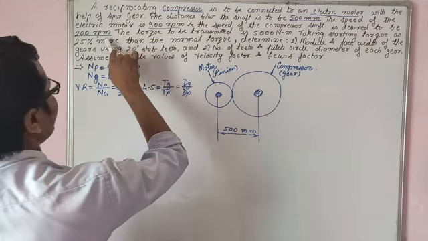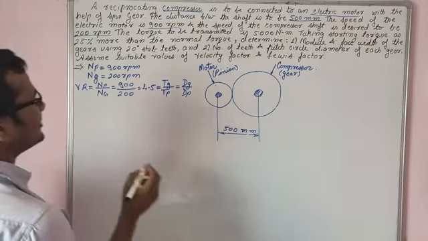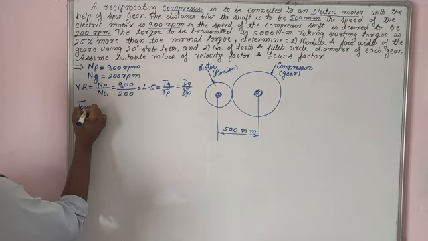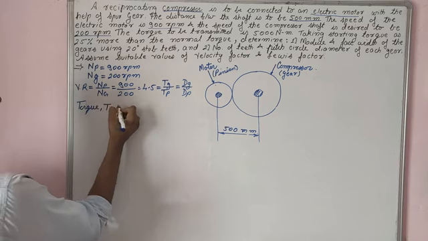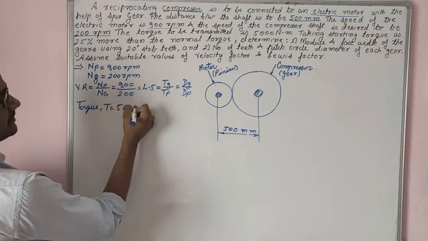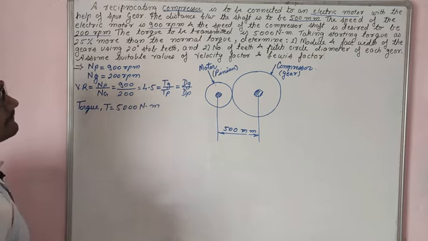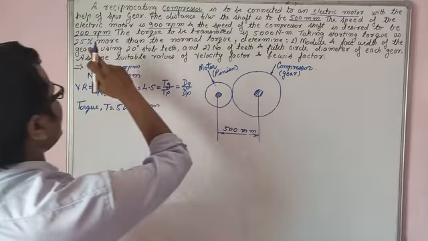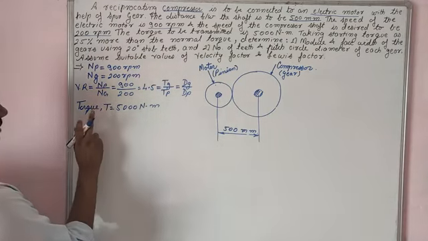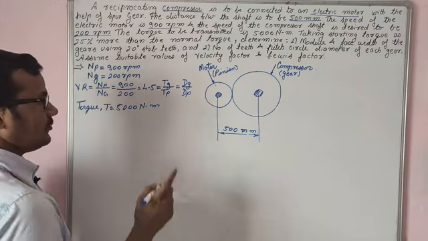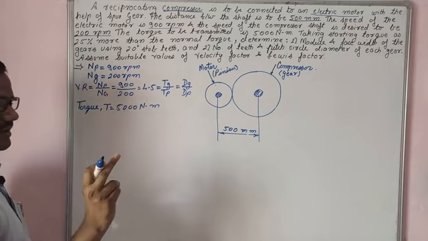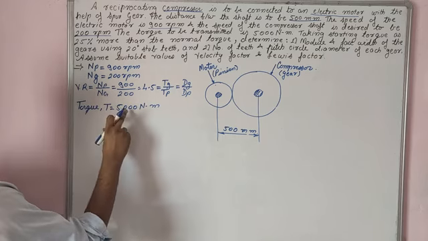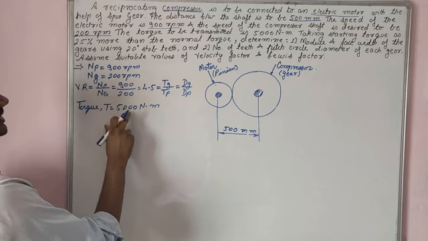So we were somewhere here. The torque to be transmitted is 5000 Newton meter, so the torque T is 5000 Newton meter. The starting torque is 25% more than the normal torque. So while starting the motor we require more torque, and that is your starting torque.